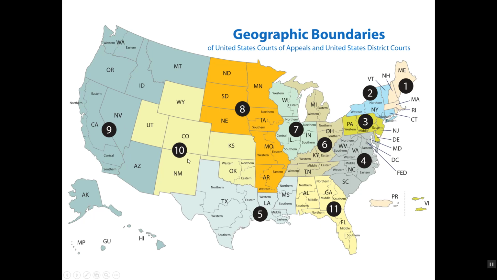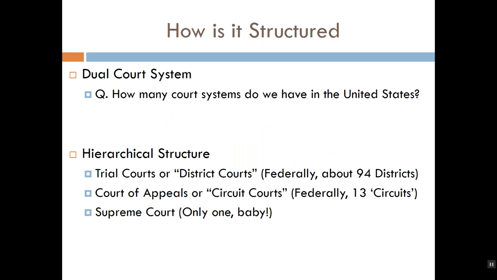By comparison, the 10th Circuit is relatively small, encompassing Oklahoma, Kansas, Colorado, Wyoming, Utah, and New Mexico. These aren't very populous states, and that means that the 10th Circuit only hears a relatively small number of appeals as compared to, say, the 9th Circuit, where you've got a lot more people and therefore a lot more individual district courts and a lot more disputes about the law to process.